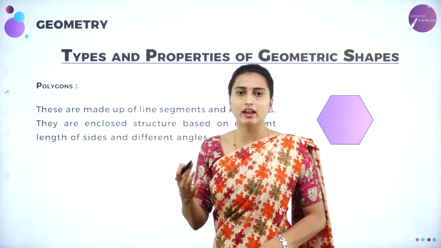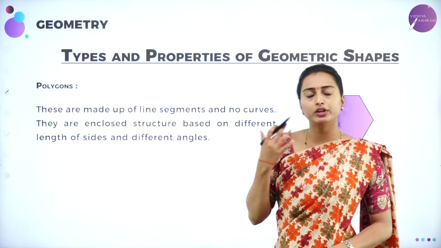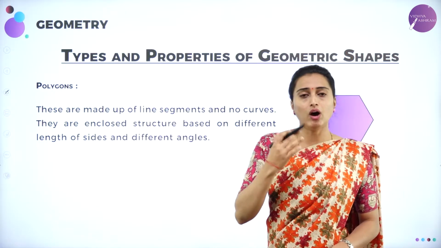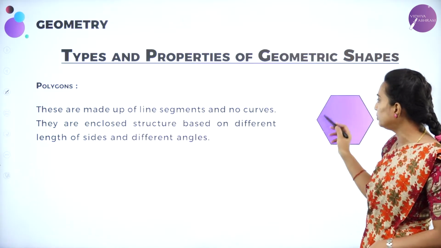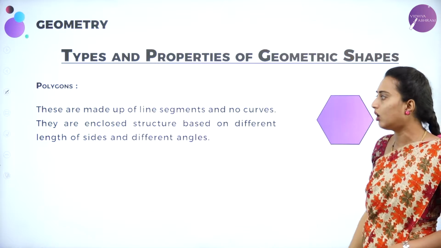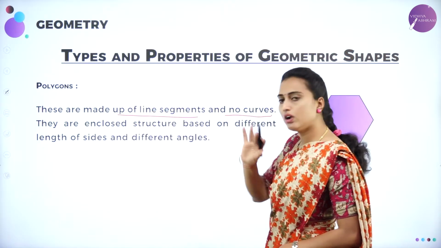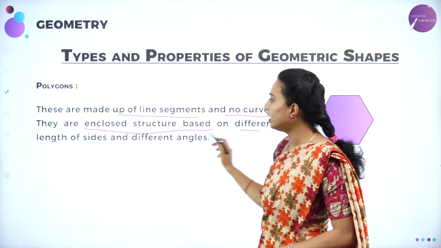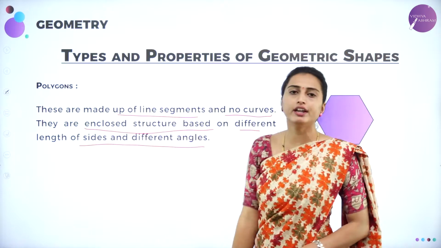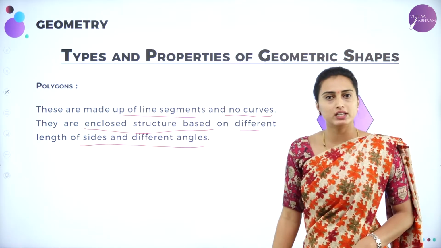Next, we'll be moving on to the polygons. Polygons means more than 3 sides. Octagon, hexagon, nonagon, all of these are known as polygons. Here I have taken 1, 2, 3, 4, 5, 6, which is a hexagon. These are made up of line segments, no curves will be there, and they are enclosed structures. Based on different lengths of sides and different angles, you are going to have different polygon shapes.